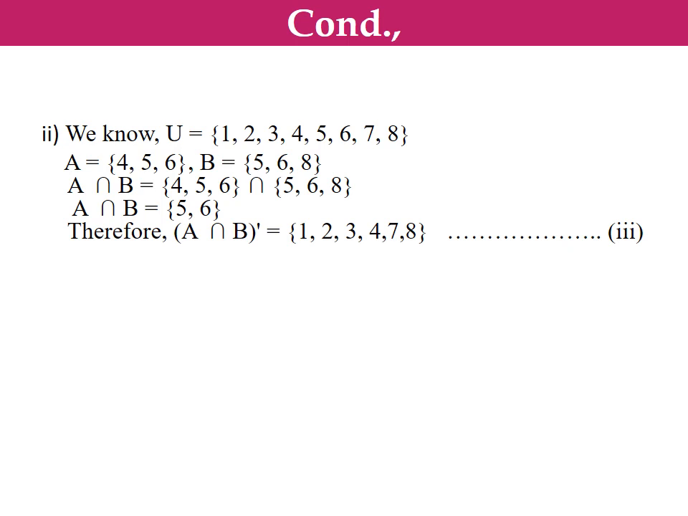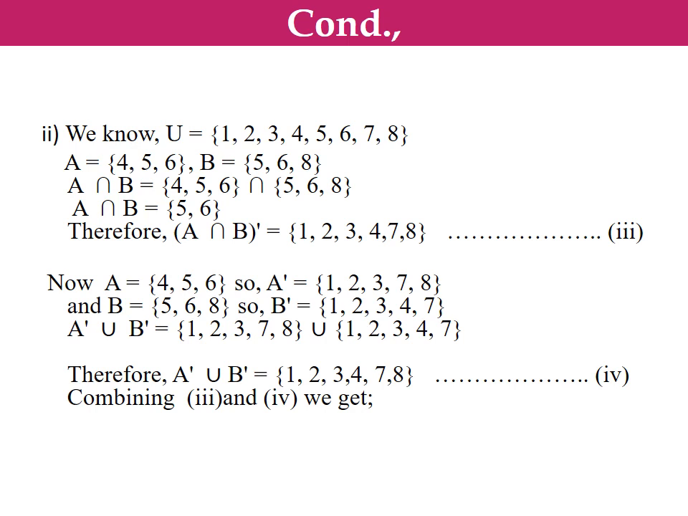Now we are going to solve the second De Morgan's law. For that, we need A intersection B and its complement. We got equation number 3. The RHS of this one is A' and B', which we already finished in our previous slide. Just apply union for A' and B', and we get equation number 4. By comparing equations 3 and 4, the second De Morgan's law is also proved.